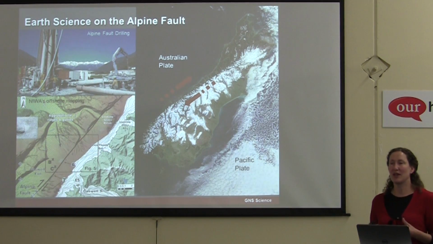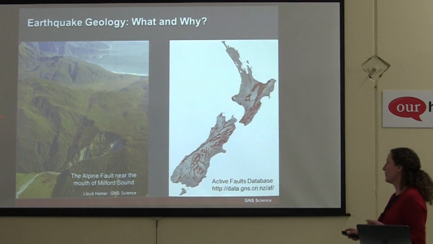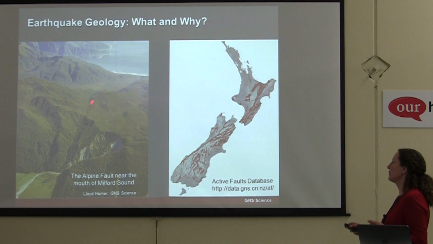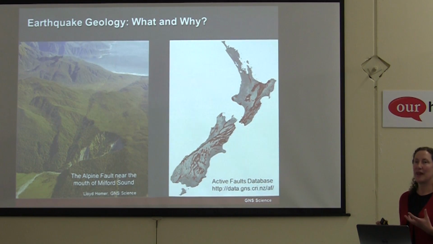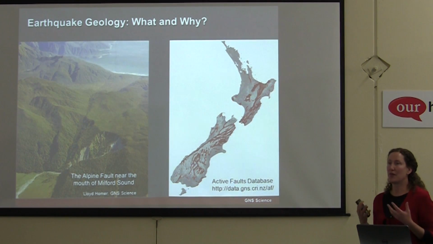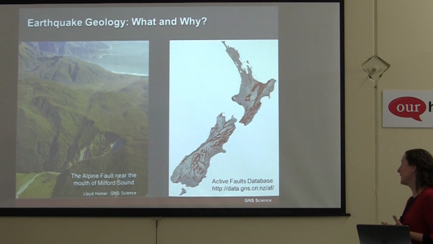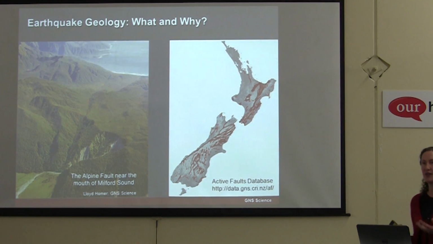Today we're only talking about earthquake geology, and earthquake geology is really about finding faults in the landscape. So here's the Alpine Fault as it runs offshore near Milford Sound, and we use this landscape information to map our active faults. So here's an active fault map for New Zealand showing the faults that we know about for the country. And once we've found faults, we try to characterise them with how active they are, how many earthquakes they have in certain lengths of time, and what kind of earthquakes.